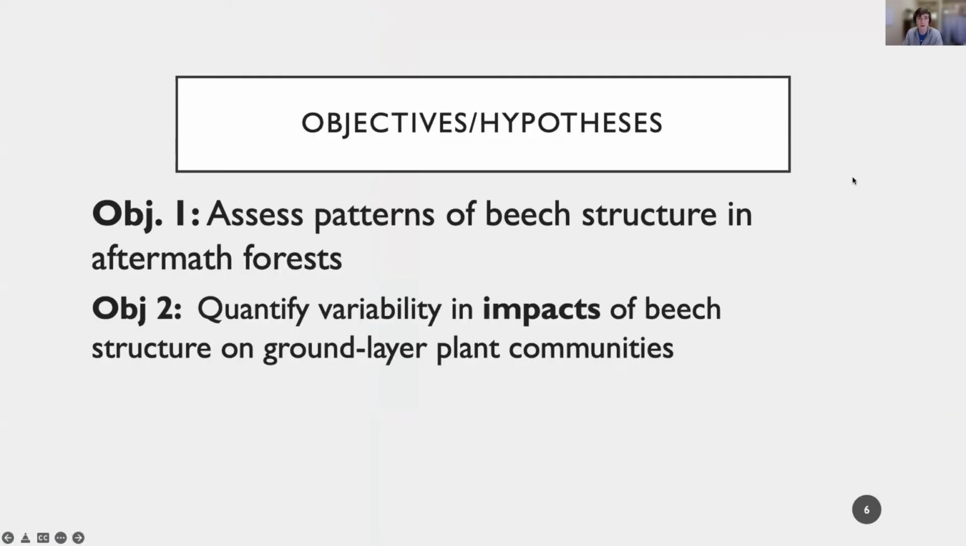All right, so the broad objectives and hypotheses for the study were to assess patterns of beech structure in aftermath forests. And structure here, I mean the way that beech trees are using the three-dimensional space within the stand, and as a proxy for that, I use size classes, both of height and diameter. And my second objective is to quantify variability in the impacts of beech structure on the ground layer plant communities in forests affected by beech bark disease, so in these aftermath forests.